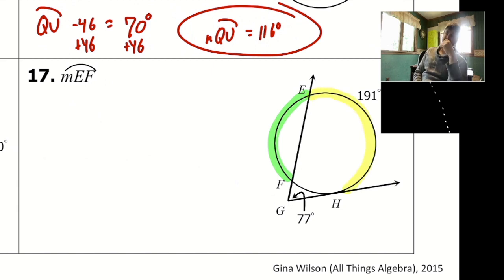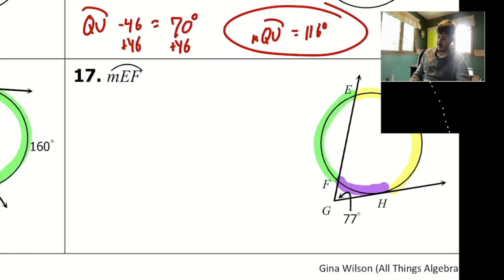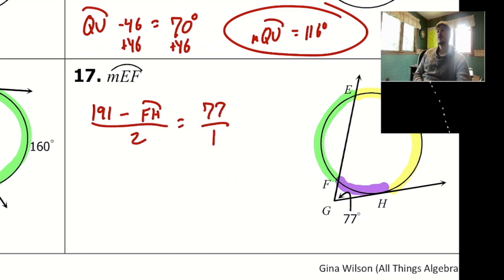But I also have that 77 degrees, and I'm aware there's only one arc left in the circle, which is the small arc. If we know the purple one and the yellow one, we can easily figure out the one we want, EF. The purple one is the one the formula gives us as an answer. So it's 191 minus the small arc, which is FH, over 2 equals 77 degrees. And I'll throw that over 1.